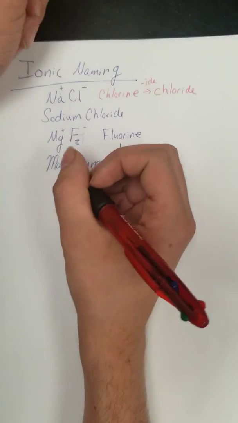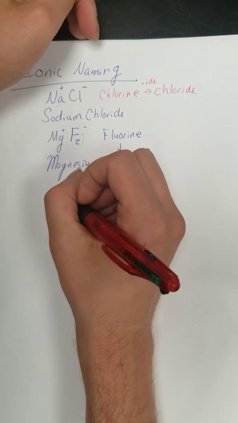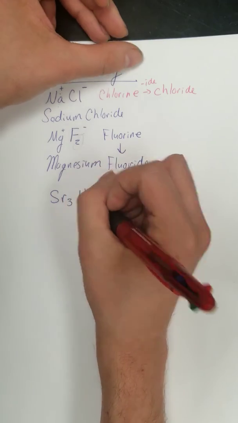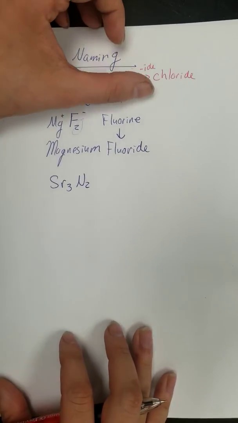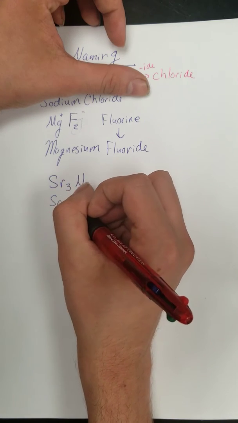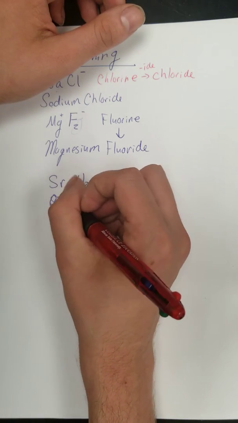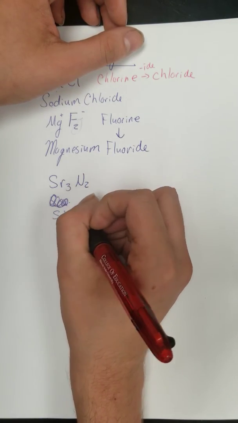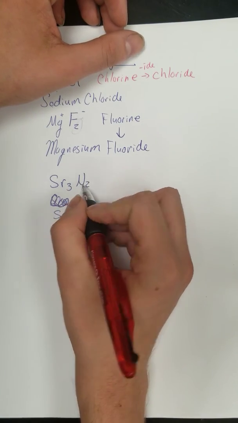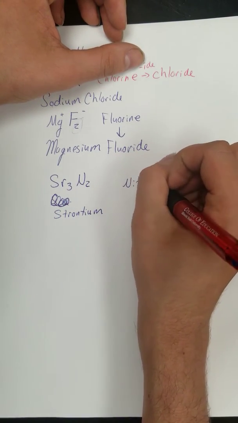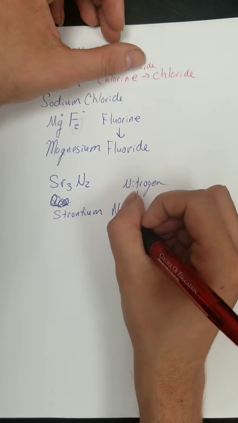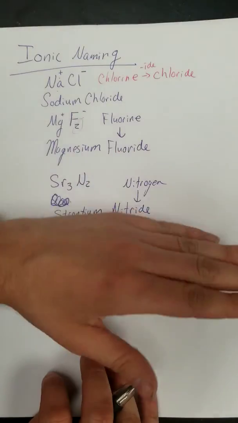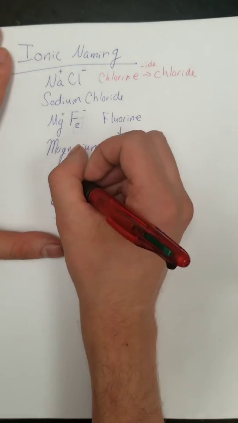So let's do one last example. If I have Sr3N2, so Sr is scandium, sorry, not scandium, I'm looking at the wrong element. I was looking at Sc. Sr is strontium. N is nitrogen. So nitrogen will become nitride. And that's how you would do ionic naming for simple compounds, because our strontium was positive and our nitrogen negative there.